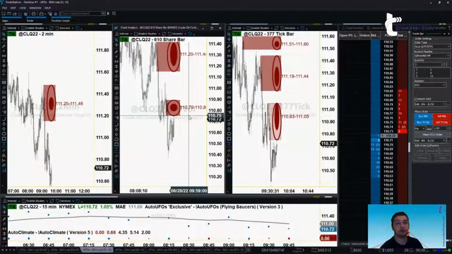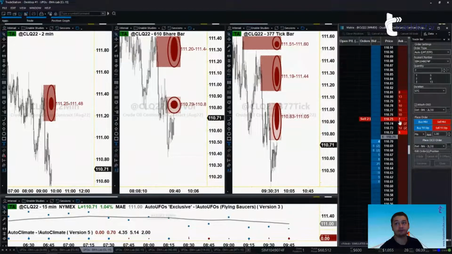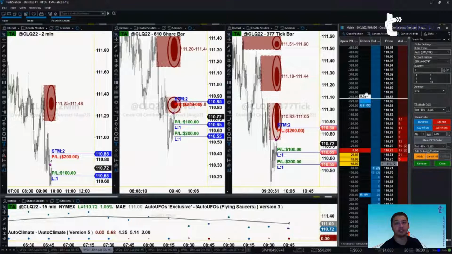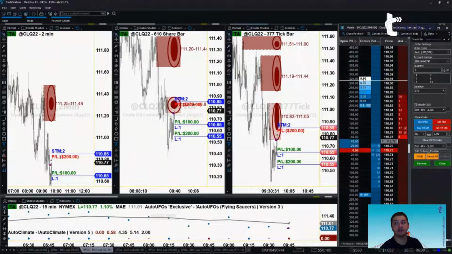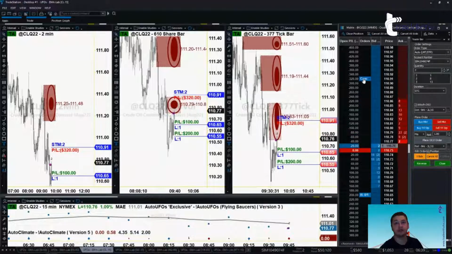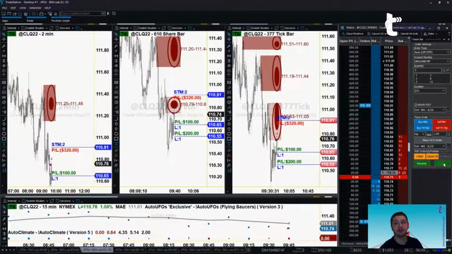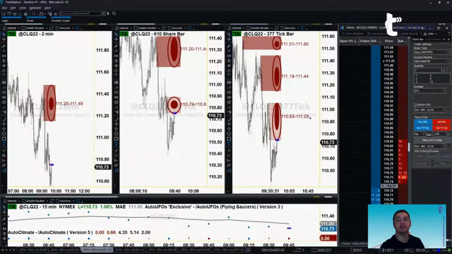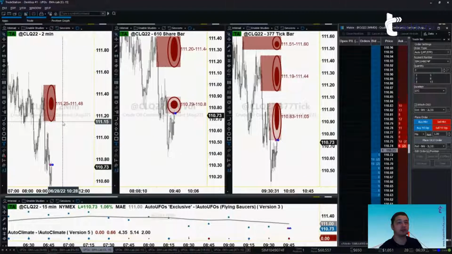So 110.75. That's the trade there. Stop is at 11:05. Oh boy. I'm gonna close this. No way. Look at that. The top is at 111.05. 111.48 up here is where the stop will have to go. Actually, would it? Yeah, I think it would.